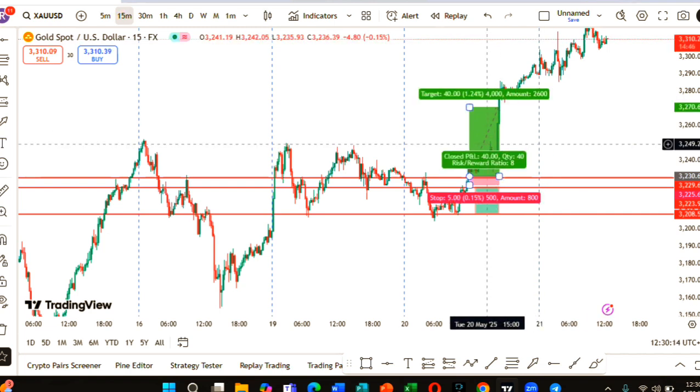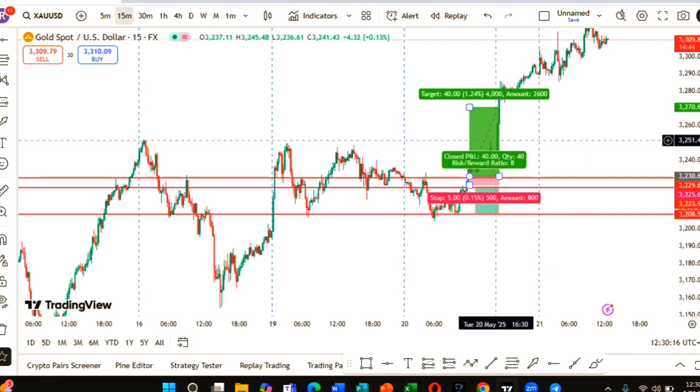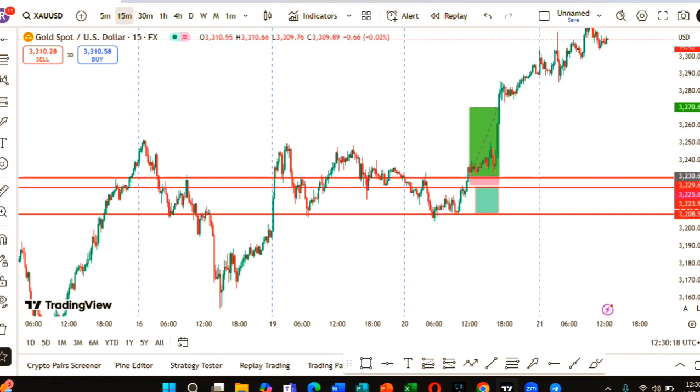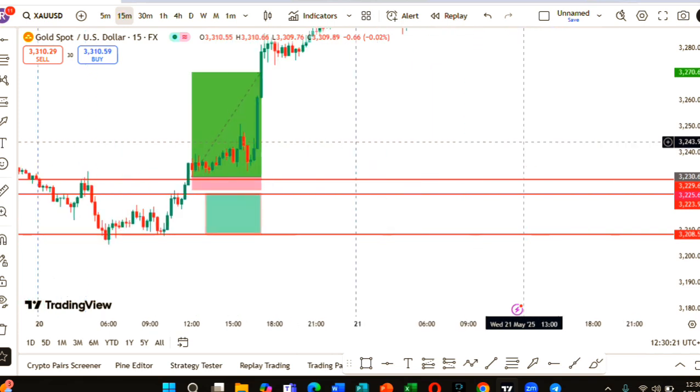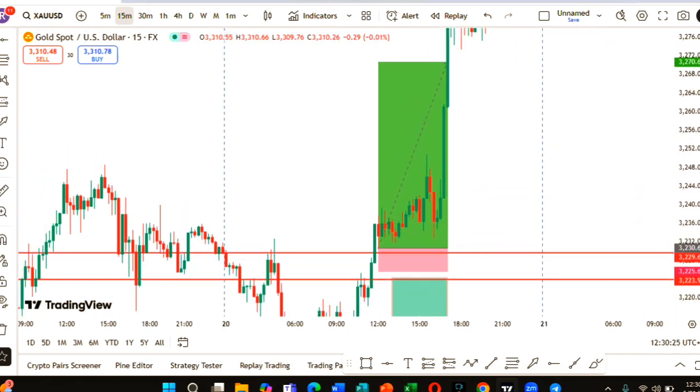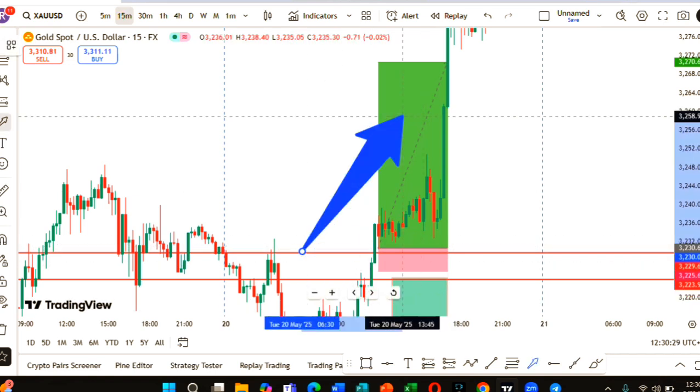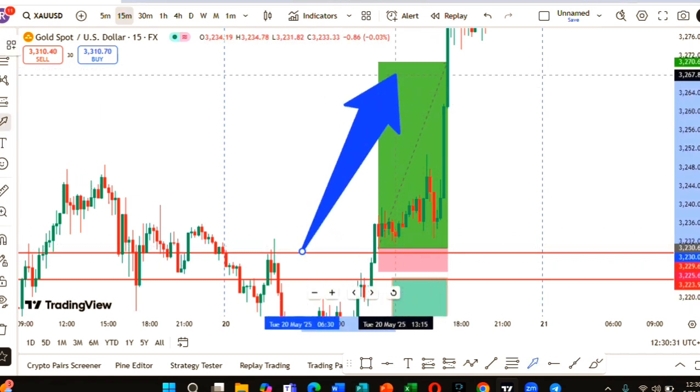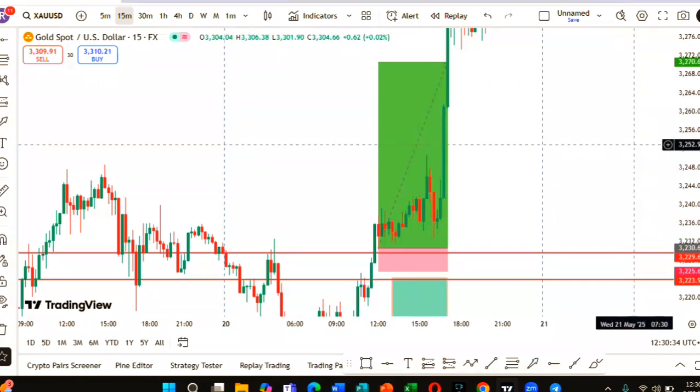A 1:8 risk to reward ratio, crazy. That's how I target on gold. I managed to catch about 400 pips on gold yesterday from this point. From here, this is our entry and this is our exit. As you can see, it was a very clean trade. I was buying gold yesterday.